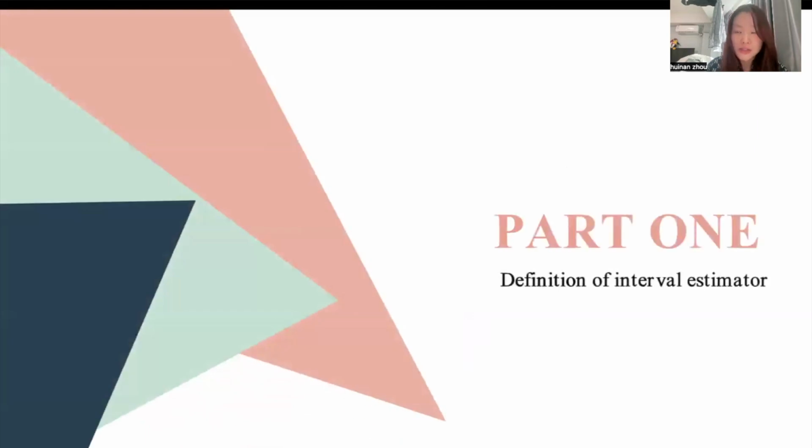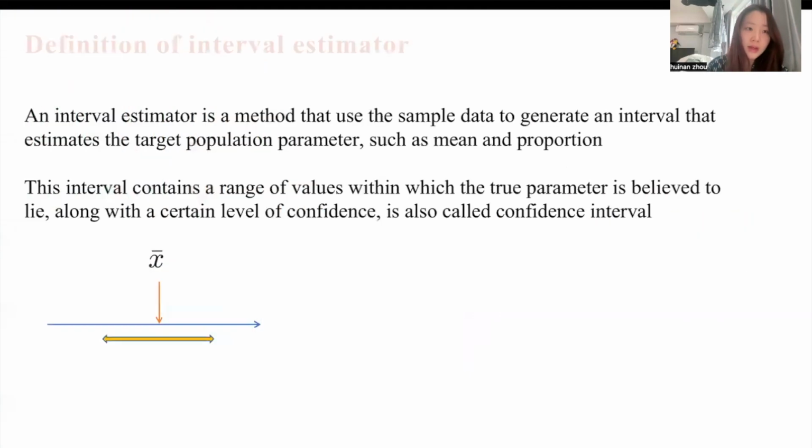So now let's begin with the first part, the definition of interval estimator. We have already learned the definition of the point estimators, and the interval estimator here is the method that uses the sample data to generate an interval that estimates the target population parameters, such as mean and proportion. So this interval contains a range of values within which the true parameter is believed to lie, along with a certain level of confidence. So this interval is also called a confidence interval.